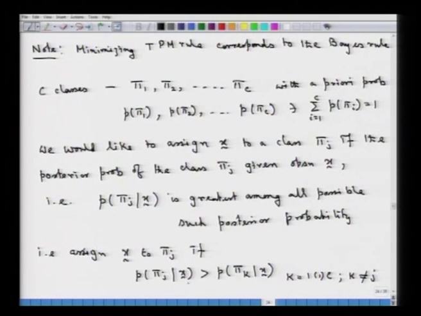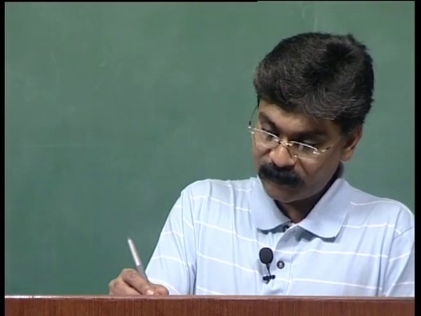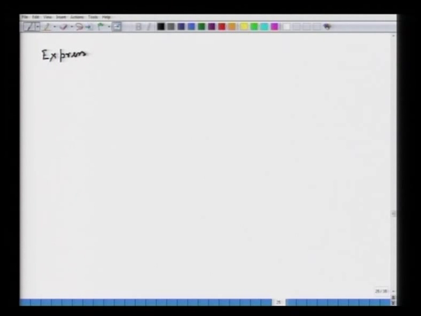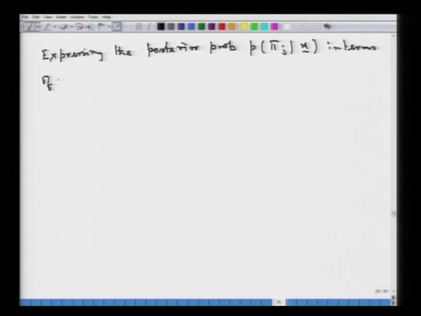Now, let us write these posterior probabilities, expressing the posterior probabilities p(pi j given x) in terms of a priori probabilities, we get the following.